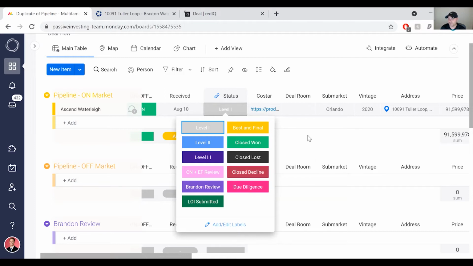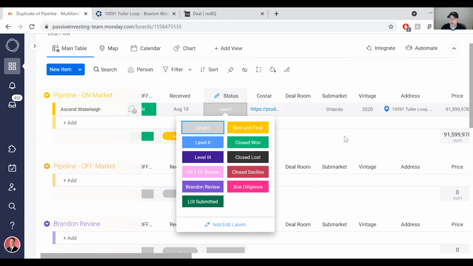Closed won obviously means we won the deal, and that's going to move to the due diligence section. Closed loss means we submitted on it, but we did not win it. Closed decline means we're kicking it out because it didn't work. We want to keep those separated because deals that were already on market may come back on market, or deals that were off market become fully listed, and we already have them in our database. So we can go back and say, okay, why did we lose this deal, or did we decline this deal?